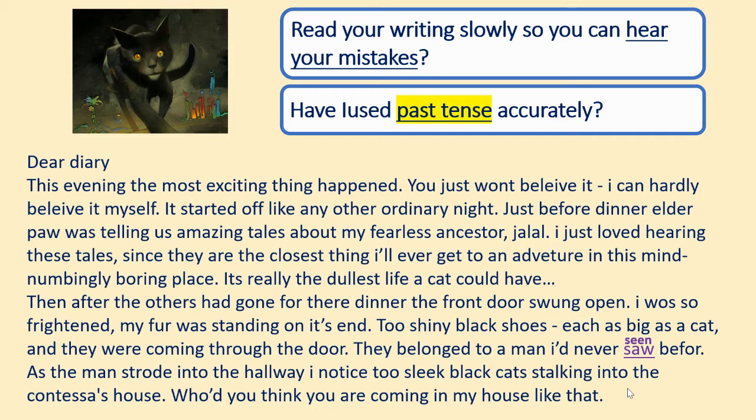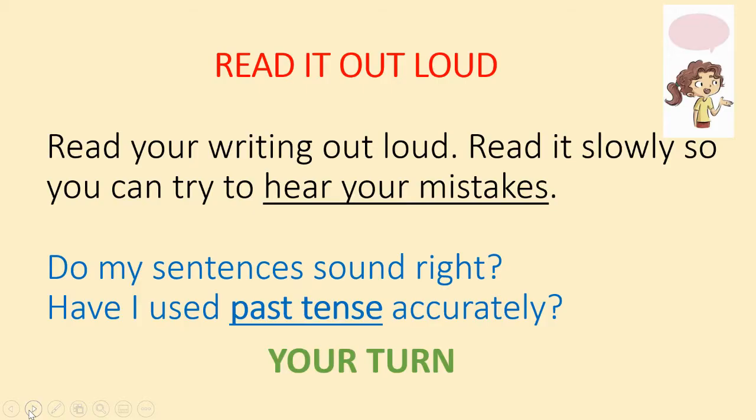As the man strode into the hallway, I noticed two sleek black cats. Well, that sounds like it's happening now. I notice two sleek black cats. It should be past tense. How do we turn notice into past tense, everyone? I noticed two sleek black cats stalking into the Contessa's house. Who do you think you are coming in my house like that? And that sounds great. Sounds like we have finished there. That's all my past tense, and I've fixed them all.